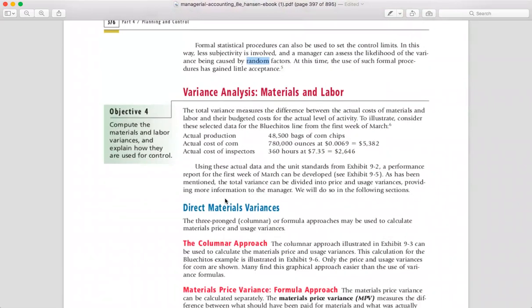Okay, so it has been mentioned before that the total variance can be divided into price and usage variance, or the quantity variance, if you still remember the previous video. This will provide the information for the manager. So now we have a look at the direct material variances. For this one, there are three approaches that will be used to calculate the material price and also the usage variance.